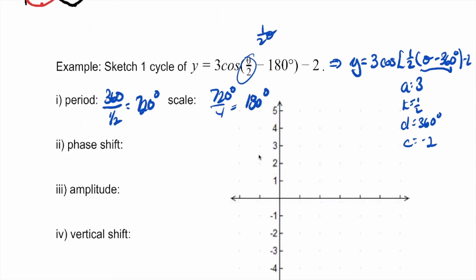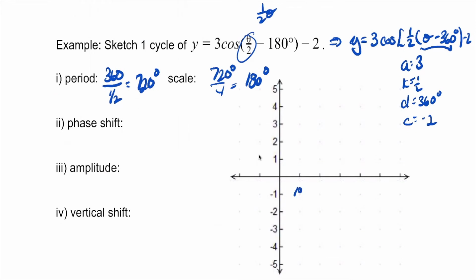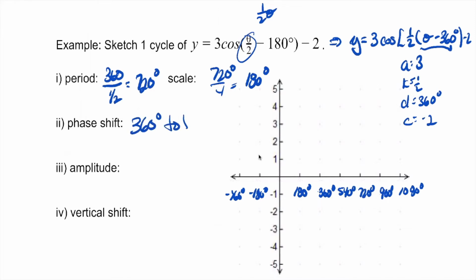And so now once I have that, I'm going to go off and label my scale. So I label my x-axis, or put the scale on my x-axis, 180, 360, 540, 720, and I'll just keep going, 900, and 1080, and on the negative side, -180 degrees, -360. Although I can see this being shifted to the right, I probably don't need to label the scale on the left. Here we have a phase shift of 360 degrees to the right, since D is positive.